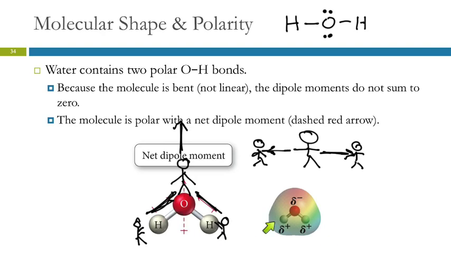So water is a polar molecule. The oxygen end is slightly negative. The hydrogen end is slightly positive. Anybody have any questions?